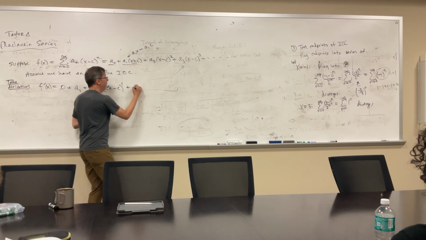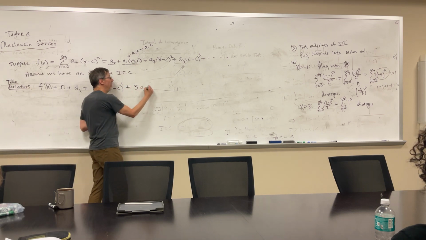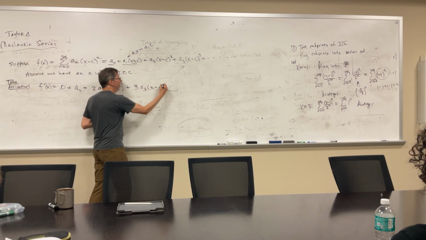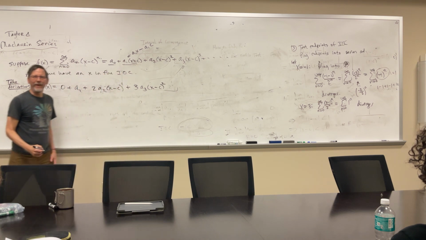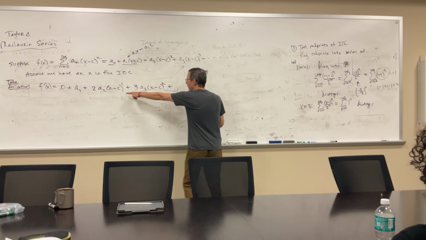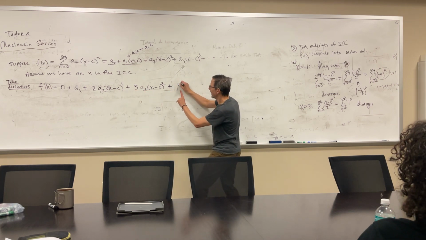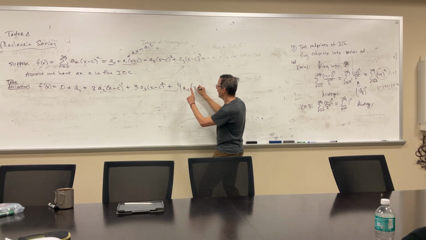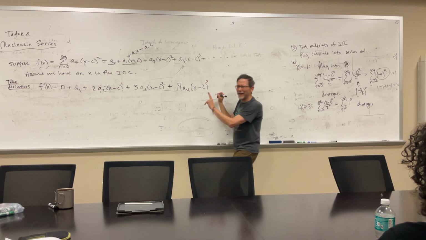3A3. 3 comes out in front, x minus c, power 2. Beautiful. We see the rhythm? What's the next term without me writing it out? Look at the rhythm. 4A4, parentheses, x minus c cubed. Beautiful.